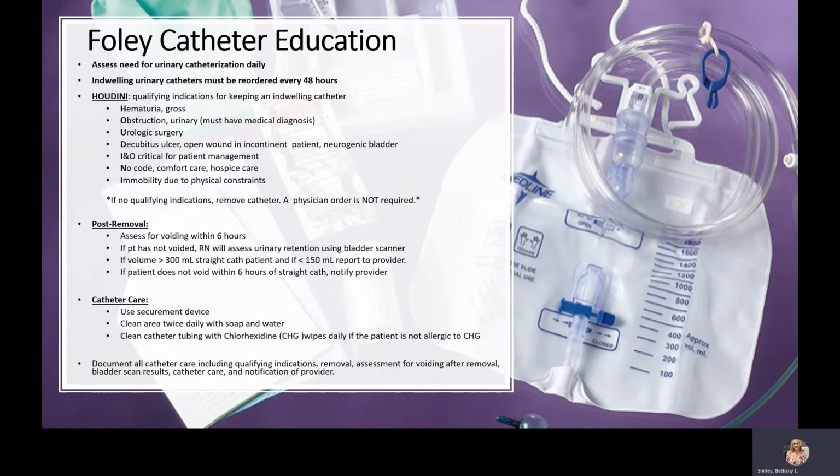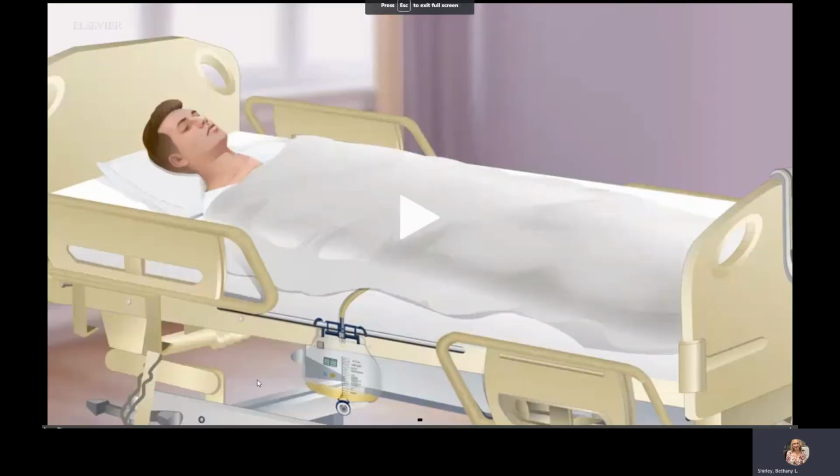When we're performing catheter care, we need to make sure that our patient has a securement device in place. We should make sure that the catheter is cleaned twice daily with soap and water. And if the patient is not allergic to chlorhexidine, the catheter tubing should be cleaned daily with chlorhexidine wipes. And at this time, we will play a brief video for catheter care.